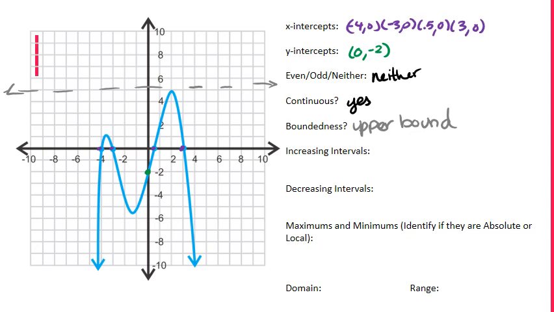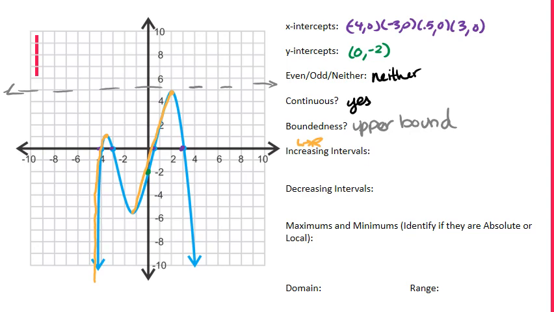Increasing intervals. So if I read left to right, I'm going to trace my graph. As I'm going, what am I doing here? I'm increasing up to here, and then I stop. Then I'm not increasing, and then from here, as I trace, so use your finger, use colors, whatever you need to do, I'm increasing here. And that's it. That's the only time I'm increasing.